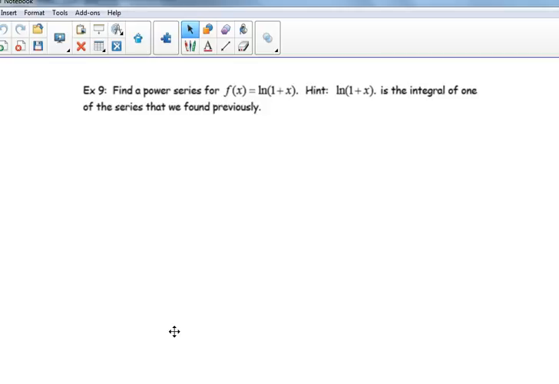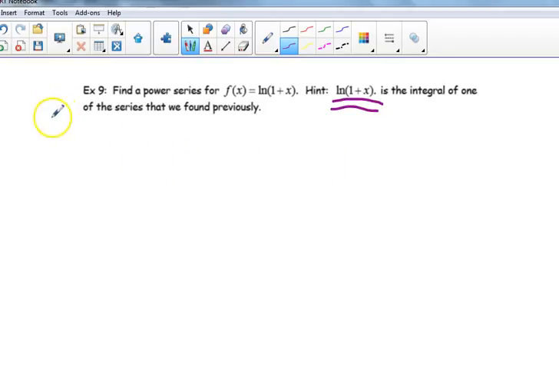So the way to do something like this, it says find a power series for ln(1 + x). And now that doesn't look anything like the power series we've been working with, right? ln(1 + x), what the heck? Well, this is a hint, and it's something that you guys know, but it goes back to integration. So ln(1 + x) is the integral of one of the series we already found, and it's the sister of Big Mama. So Big Mama was this one, 1/(1 - x).